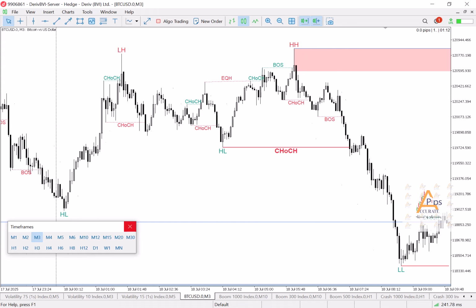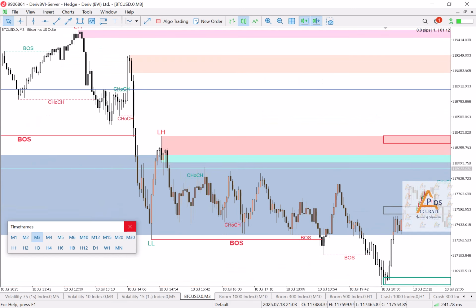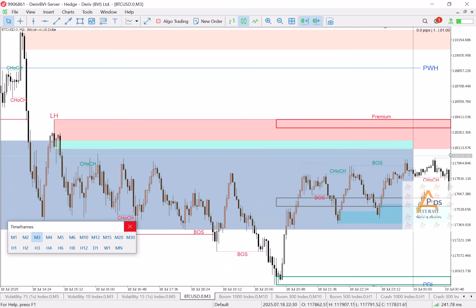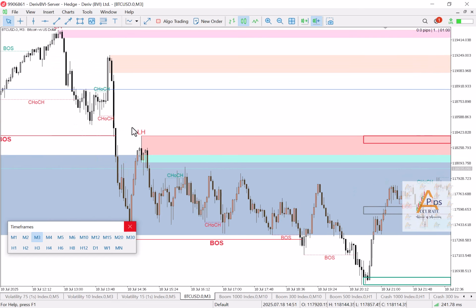Okay, I traded this particular setup. Let me see, where is that setup? Okay, here it is.